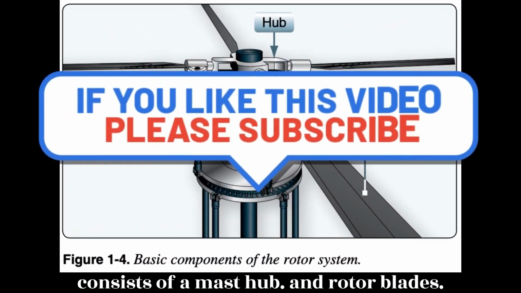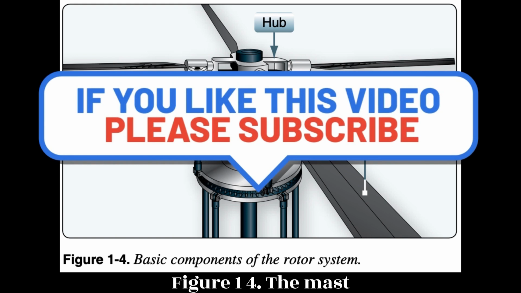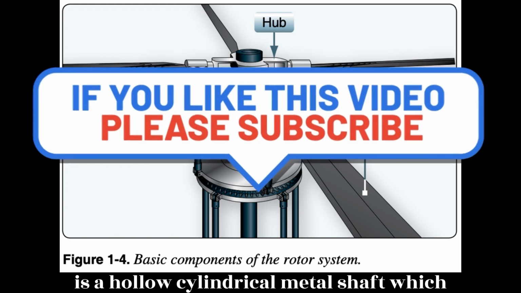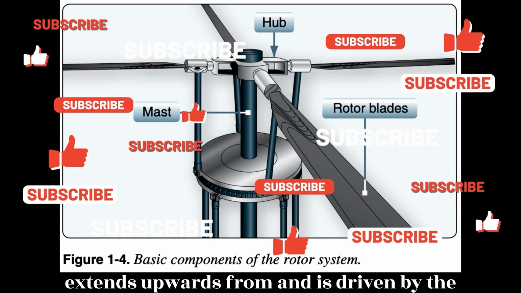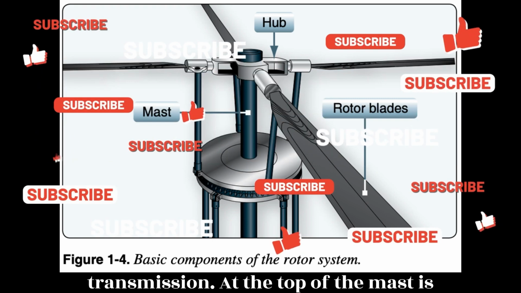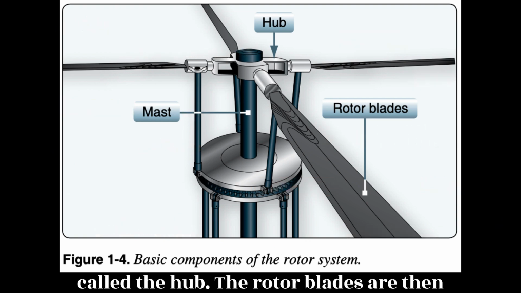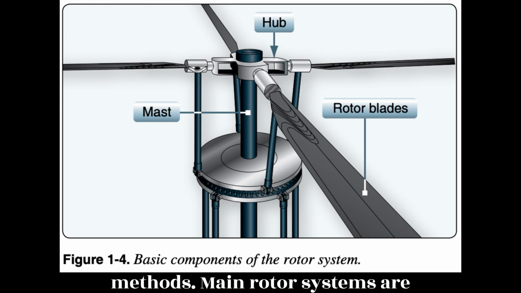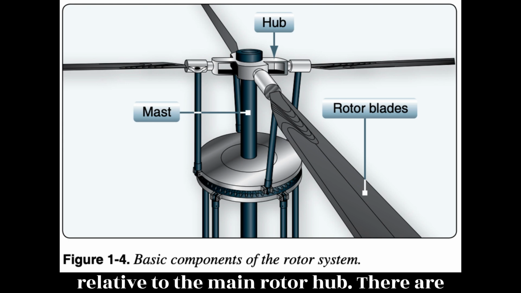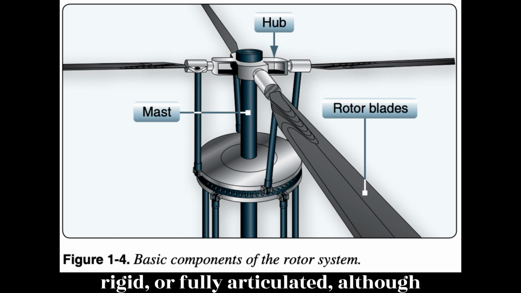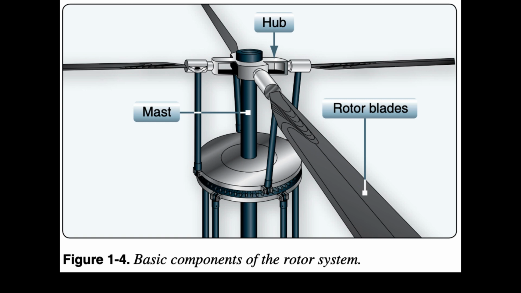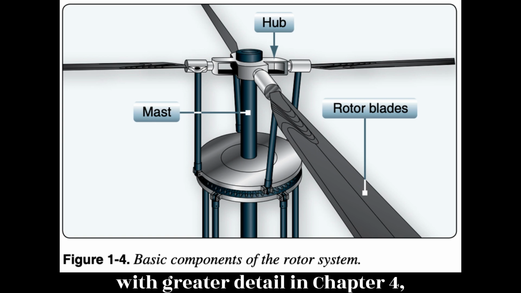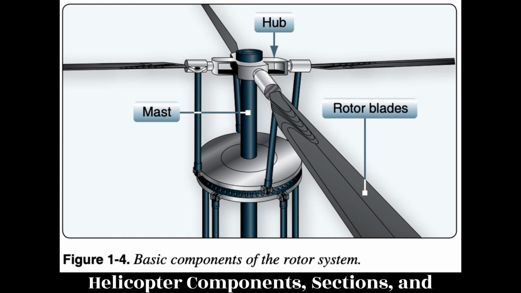The rotor consists of a mast, hub, and rotor blades. Figure 1-4. The mast is a hollow cylindrical metal shaft which extends upwards from and is driven by the transmission. At the top of the mast is the attachment point for the rotor blades called the hub. The rotor blades are then attached to the hub by several different methods. Main rotor systems are classified according to how the main rotor blades are attached and move relative to the main rotor hub. There are three basic classifications: semi-rigid, rigid, or fully articulated, although some modern rotor systems use an engineered combination of these types. All three rotor systems are discussed with greater detail in Chapter 4, Helicopter Components, Sections, and Systems.